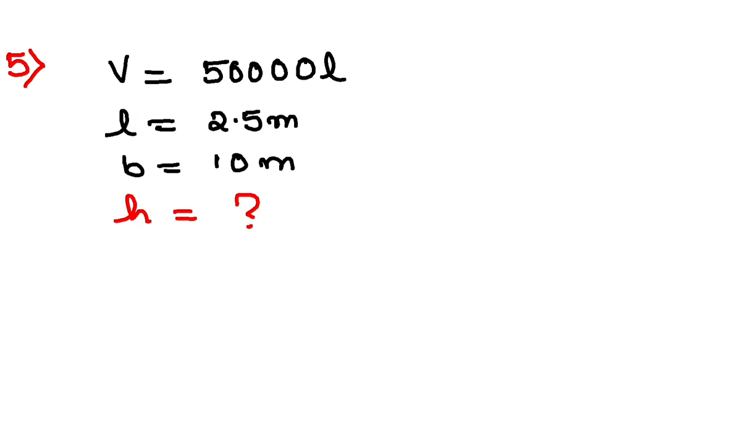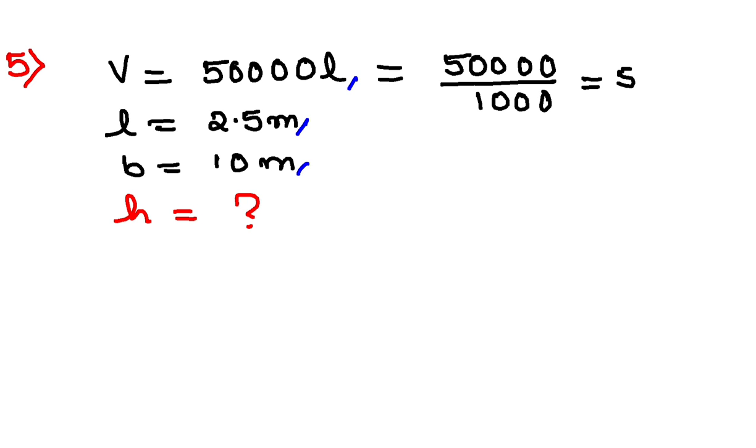Now question number 5 is very straightforward. The volume of a tank is given as 50,000 liters and the length and breadth are given. You have to find the height. So basically what you observe is that the length and breadth are given in meter, but the volume is in liter. That you have to convert to meter cube. So liter to meter cube, if you convert, you have to divide by 1000. So that will give you 50 meter cube. Okay, so my volume is 50.